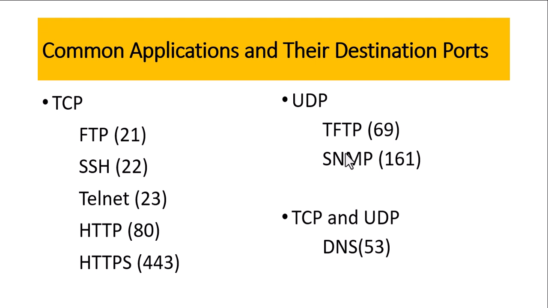UDP uses Trivial File Transfer Protocol, which uses 69 as the port number. SNMP, Simple Network Management Protocol, uses port 161. DNS, with port number 53, can be used by TCP, or it can be used by UDP as well. So this was all about the transport layer.